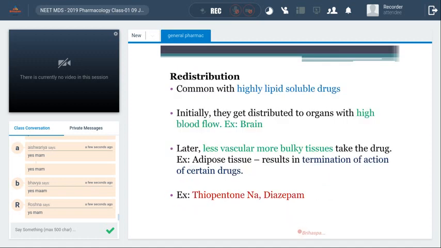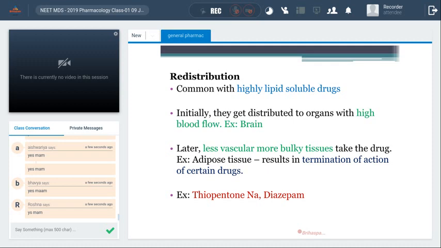Okay, then under distribution, we have another concept called redistribution. Redistribution means it is not that second time it is getting distributed. No, it is not like that. This phenomenon is seen with drugs with high lipid solubility. Say there are drugs you have given which are very highly lipid soluble.